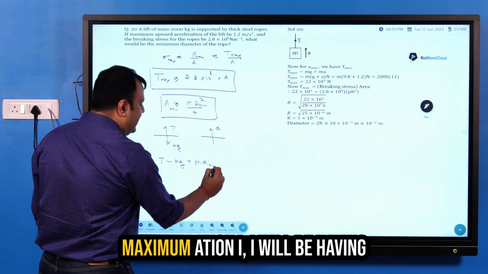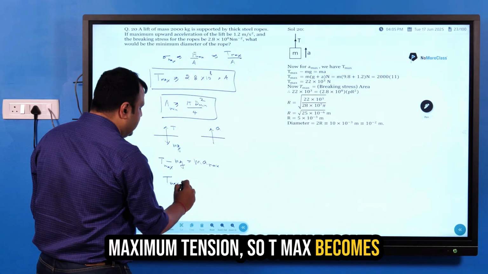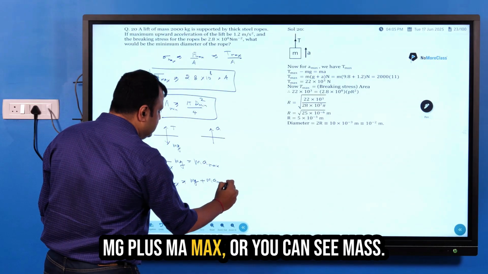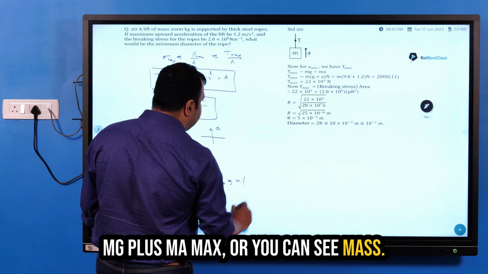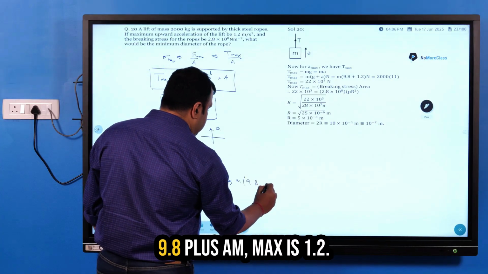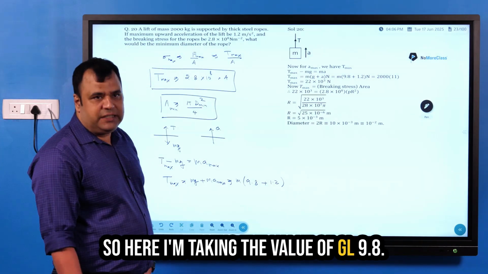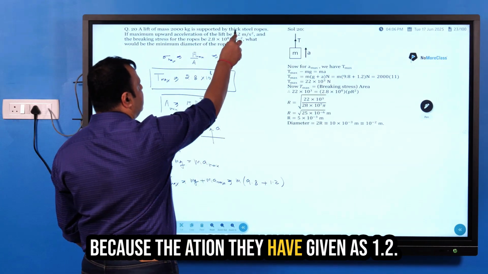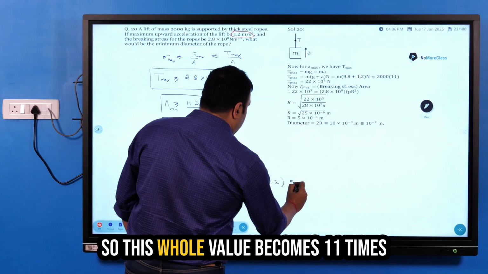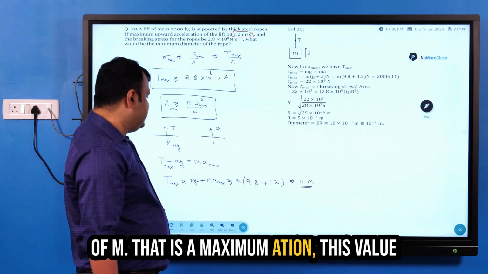If I want maximum acceleration, I will have maximum tension. So T max becomes mg plus m a max, or you can say mass multiplied with g, which is 9.8, plus a max, which is 1.2. Here I'm taking the value of g as 9.8 because the acceleration they have given is 1.2. That's an indirect hint. So this whole value becomes 11 times m. That is the maximum tension.